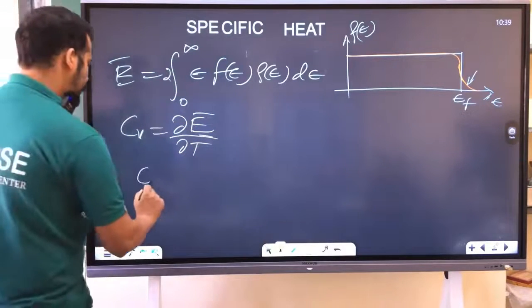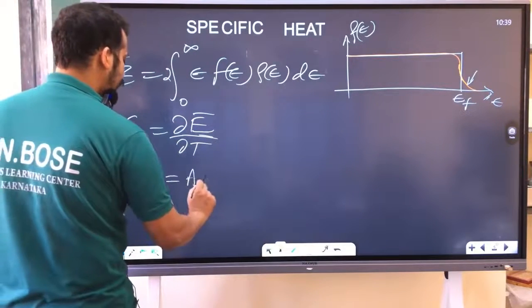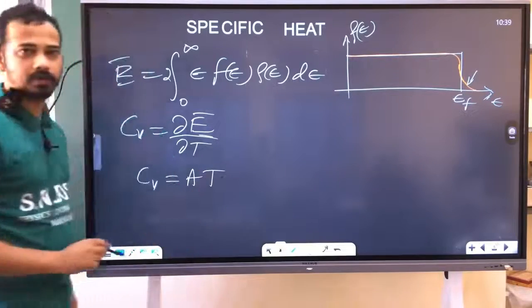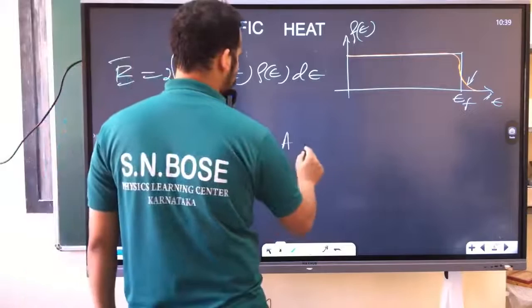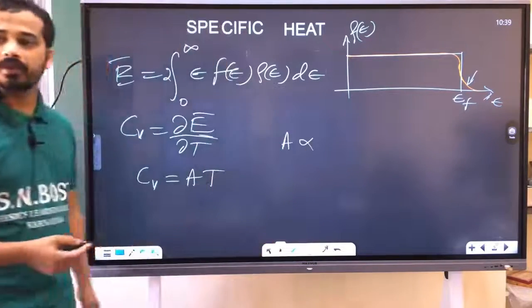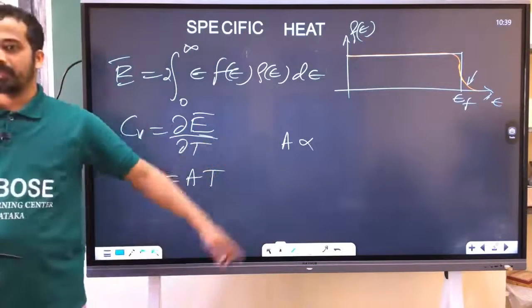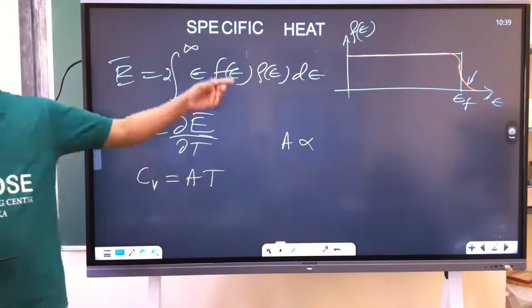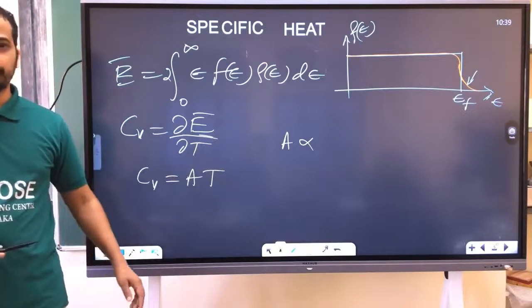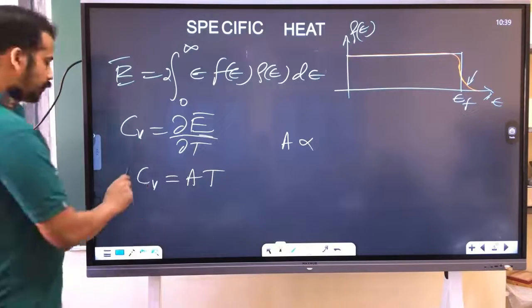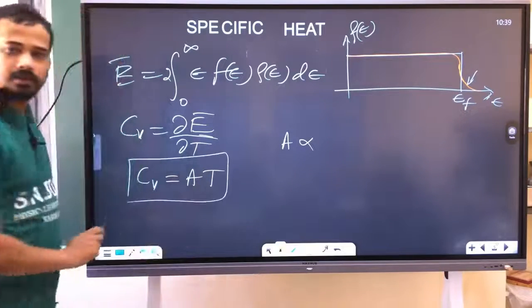But what you need to remember, CV is equal to, I'll write A into T. It is proportional to T power 1. What I need is, what is this A proportional to? That depends on Fermi level, the Fermi energy. That Fermi energy depends on the density of the particle. Got my point? This is an electronic contribution to specific heat.